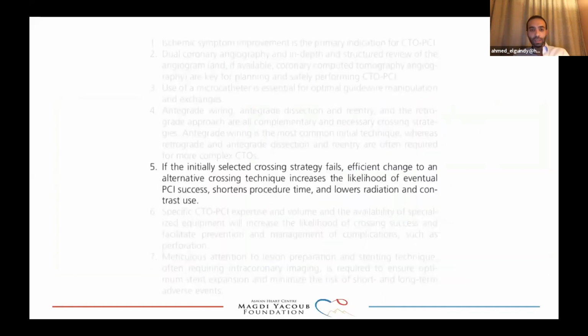Now, again, another fundamental or key concept to keep in mind is the efficiency and flexibility that comes when we're dealing with CTOs. So if the initially selected crossing strategy fails, changing to an alternative technique increases the likelihood of success, shortens procedure time, lowers radiation and contrast use, and leads to an overall more effective and less frustrating program.